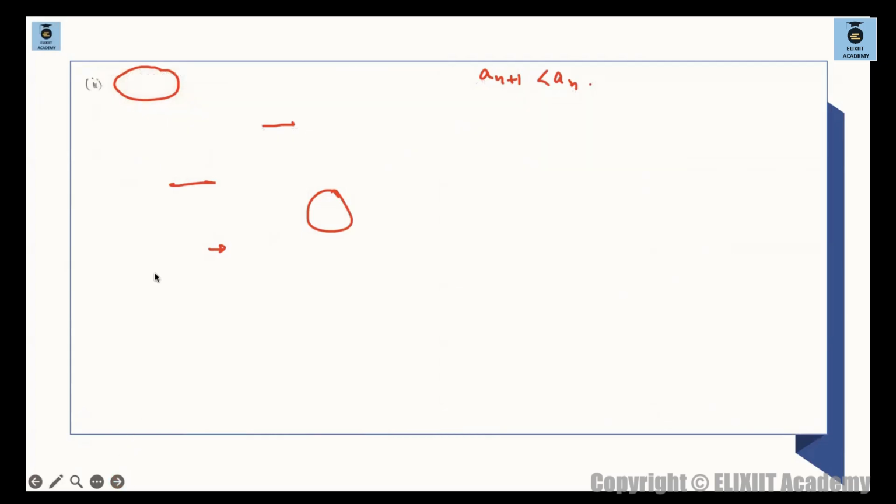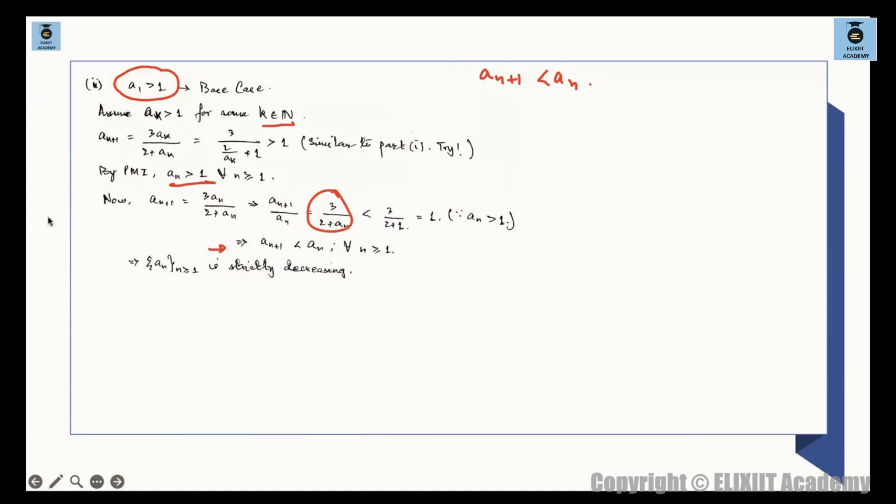In a similar way, both methods are quite similar, we will prove this using the monotone convergence theorem. What is it saying basically? What we have proved is that the sequence is decreasing, right? The sequence is decreasing, and the sequence is also bounded below.